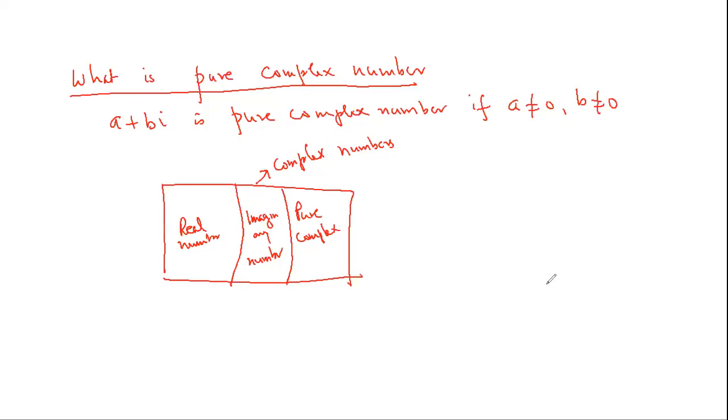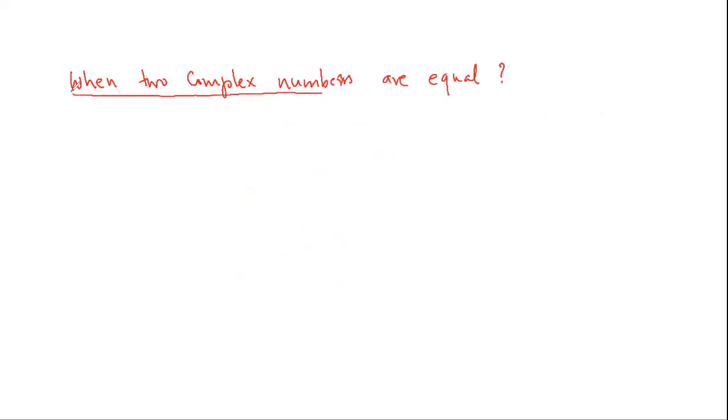Now I'm going to teach you: when do you say two complex numbers are equal? a plus bi and c plus di are equal if the real part is equal to the real part. That is not sufficient. And the imaginary part should be equal to the imaginary part.